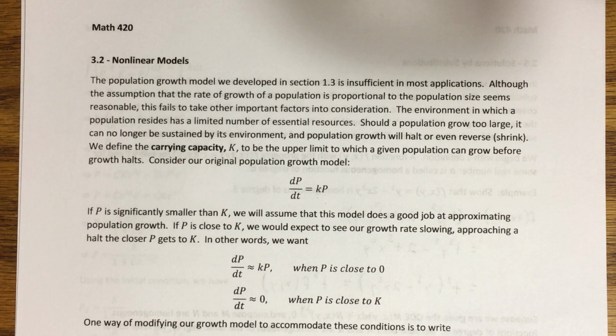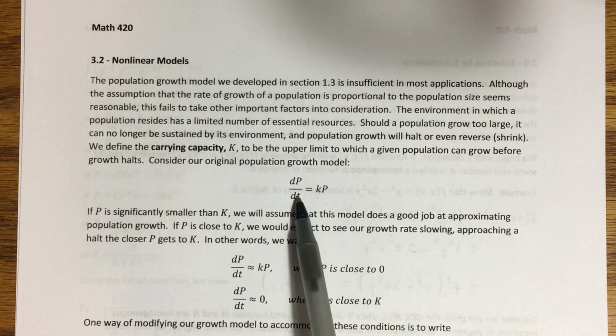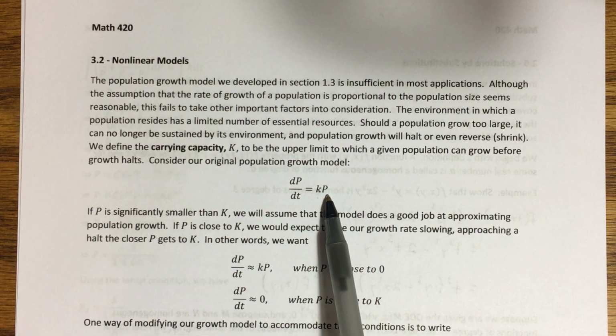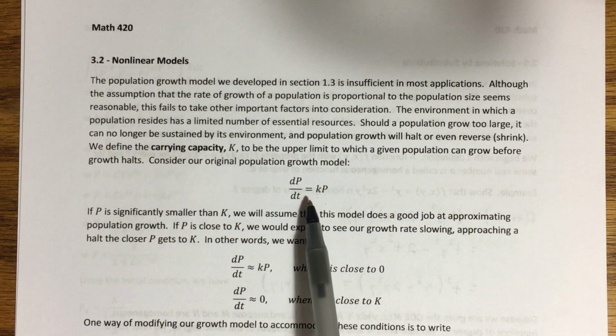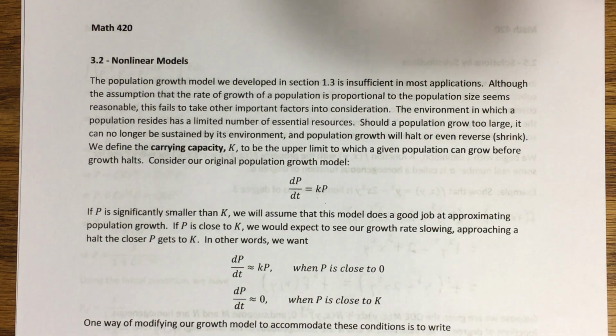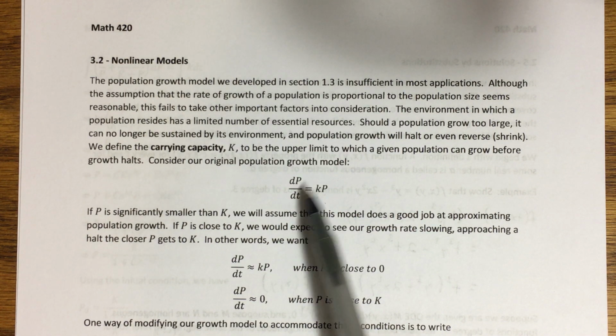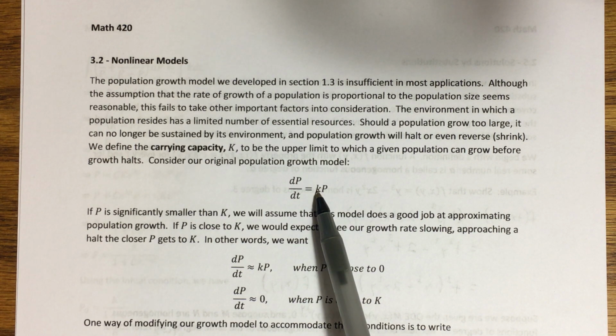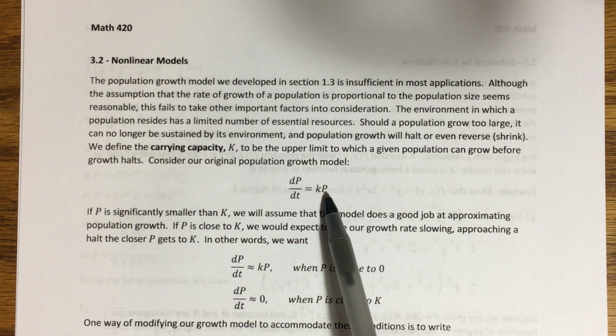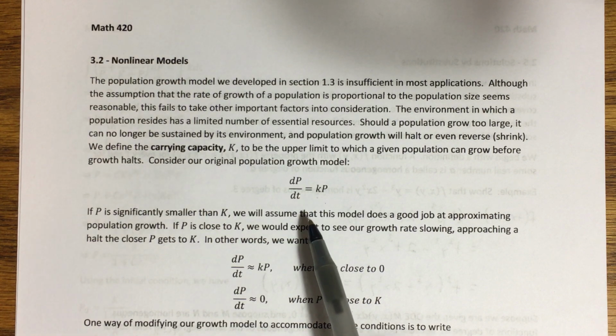Well, the way we're going to introduce it here is as an improvement on our population growth model that we talked about back in 1.3. Here's your population growth model right here. dP/dt = kP. Remember, P is the size of your population, t is time. And when we introduced this, we came up with this by making an assumption about how populations grow. We said that we expect the rate of growth of a population to be directly proportional to the size of that population. In other words, the larger a population grows, the faster it grows.